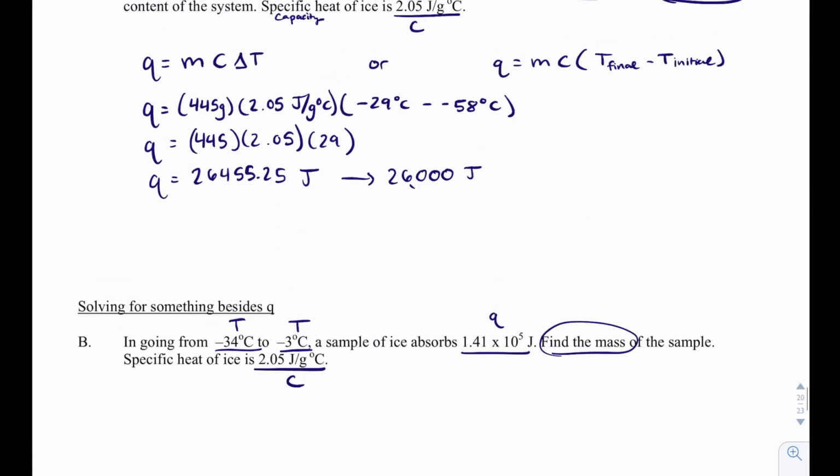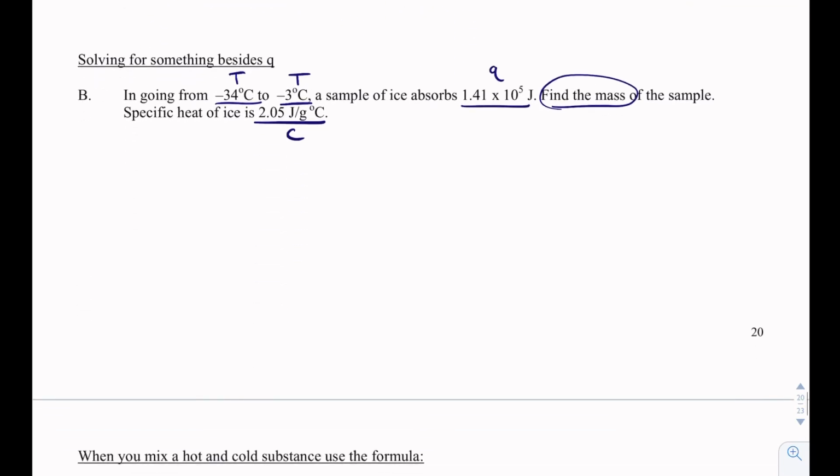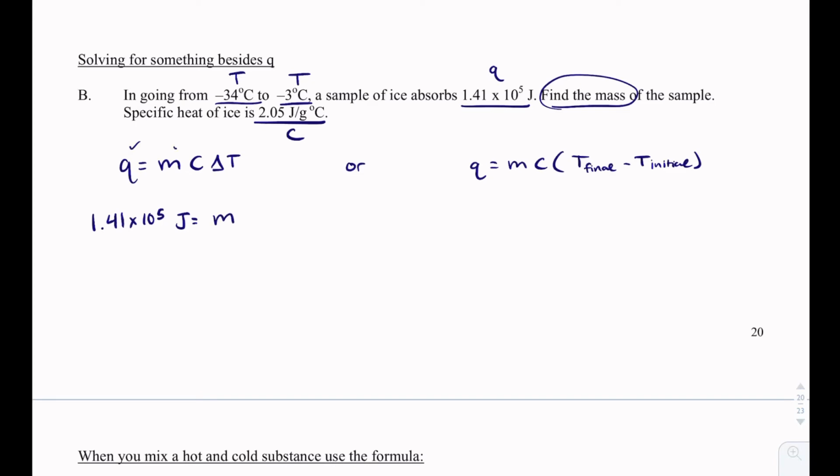Our formula, we know, is Q is equal to MC delta T. Some people call this Q equals MCAT. Let's see what we can plug in. This time we do know Q, and it's 1.41 times 10 to the 5th joules. Just because it's in scientific notation doesn't mean that we can't use it. M, we don't know, so I'm just going to plug in M. That's what it says, find the mass. C is 2.05 joules divided by grams times degrees Celsius.